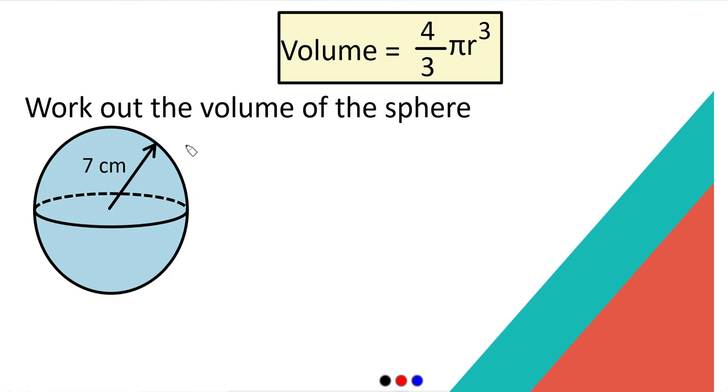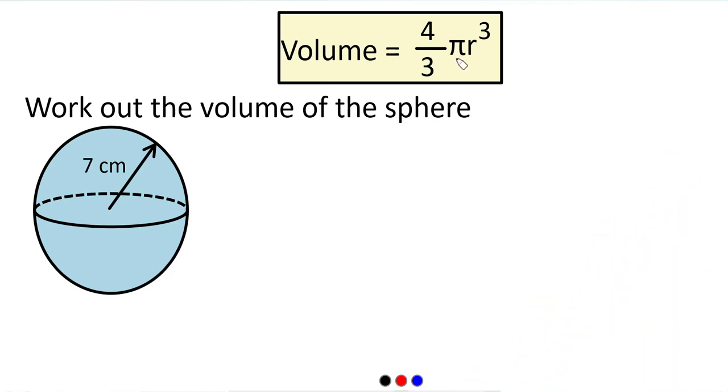First question, we have to work out the volume of a sphere. Already we know the volume of a sphere is given by the formula 4 over 3 pi r cubed. Now looking at this sphere, you can see the radius, from the center inside to the side of the sphere, is 7 centimeters. So what we have to do is substitute the radius, and that's what we're going to be doing here.